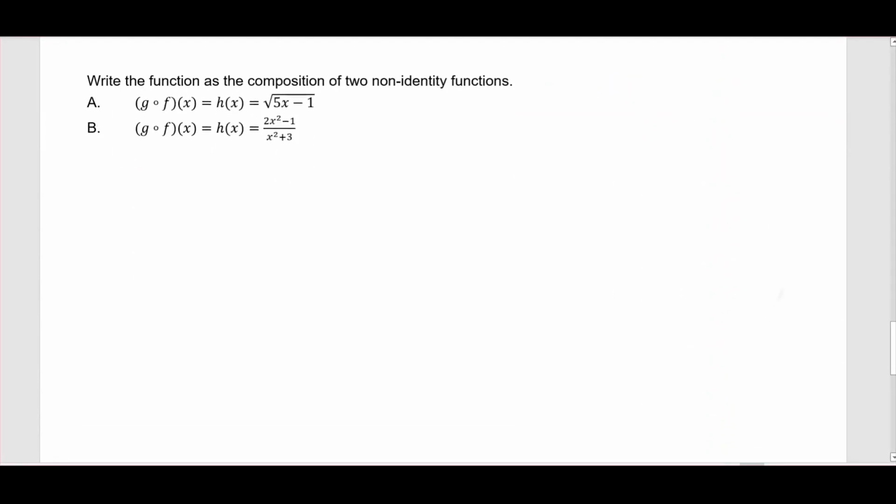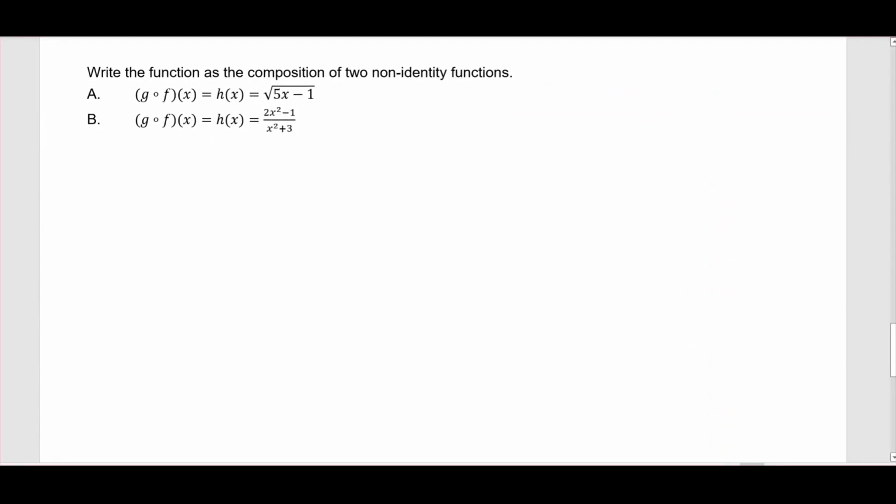All right, here we got a couple more problem types. We want to write a function as a composition of two non-identity functions. So an identity function, let's just talk about this for a minute. Identity function, we remember that was just this one. We called it the identity function because whatever the input is also going to be the output. We're going to get back whatever we put in there.